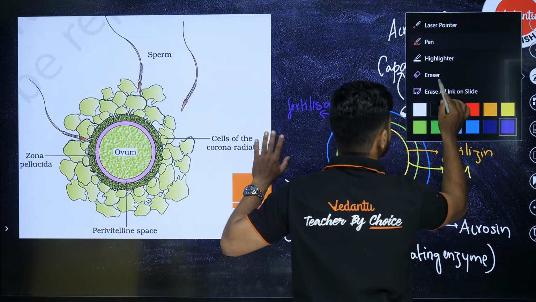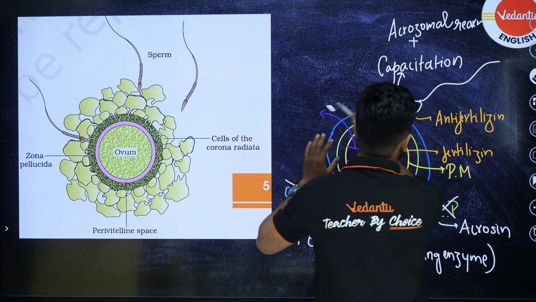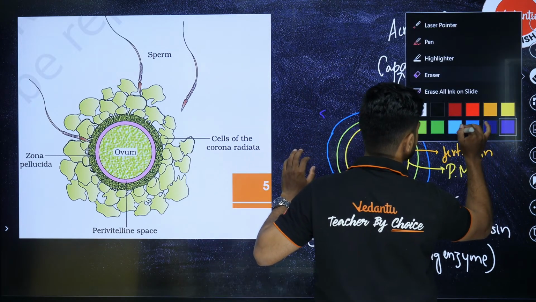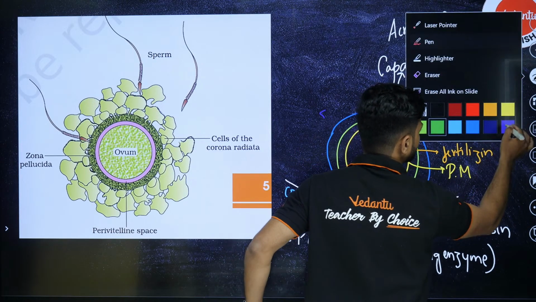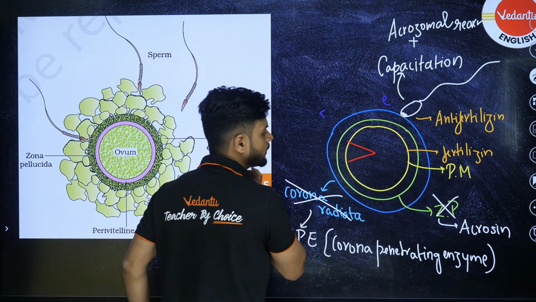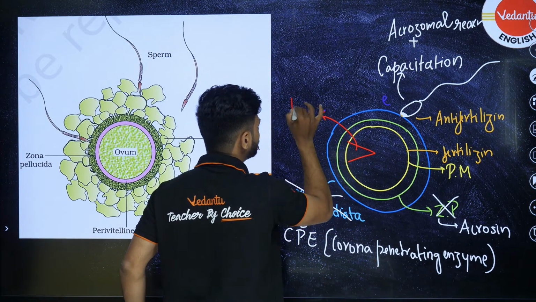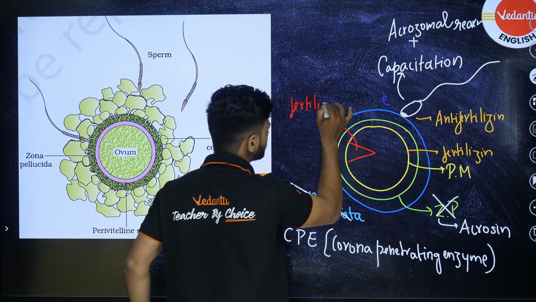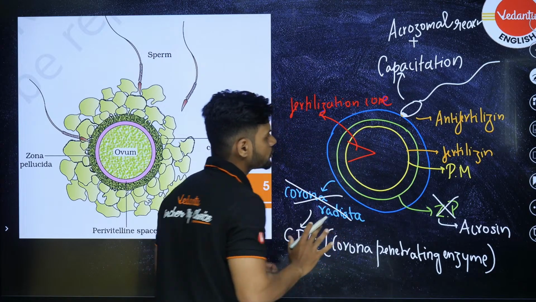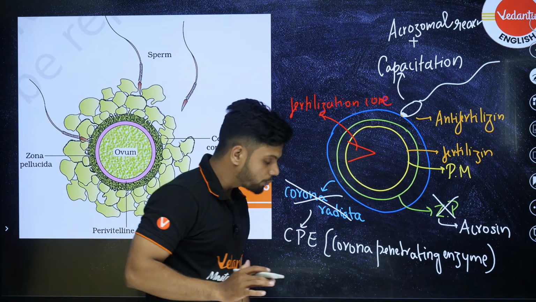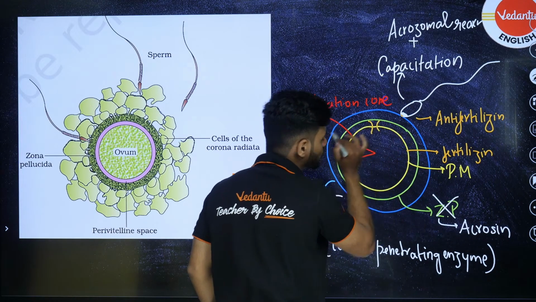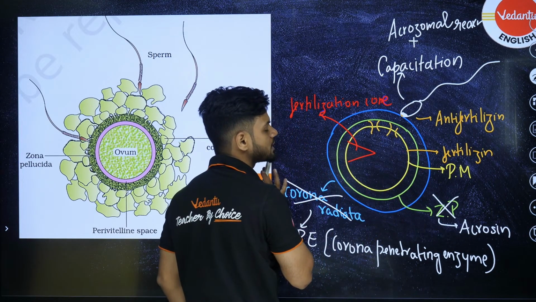Red will do. There is formation of the fertilization cone. This is your fertilization cone. Once there is formation of the fertilization cone, many channels will open here, like sodium channels. Many sodium channels will open.